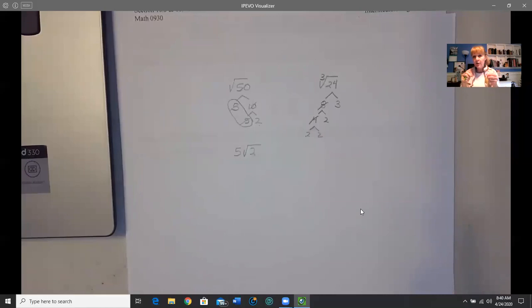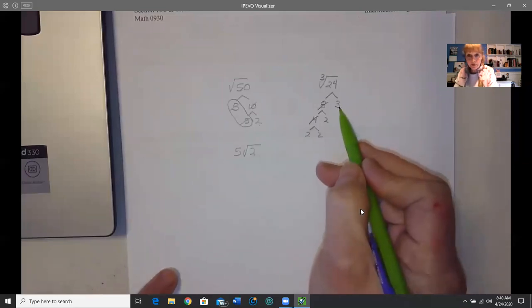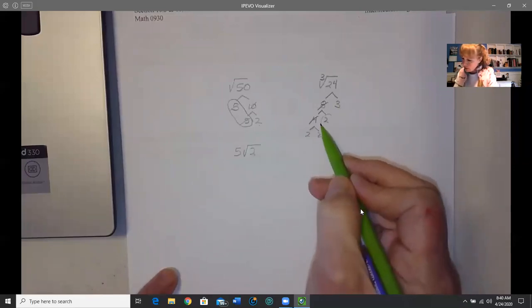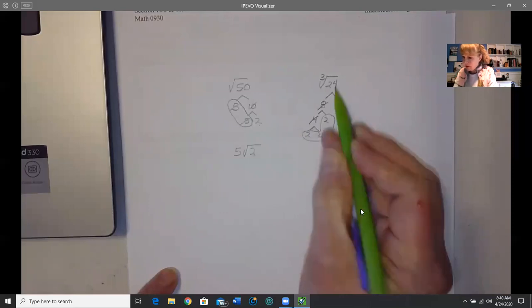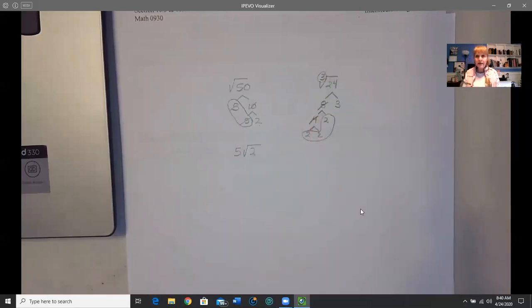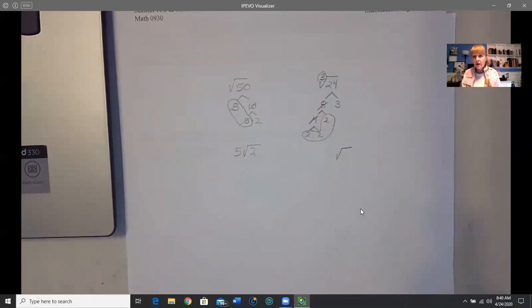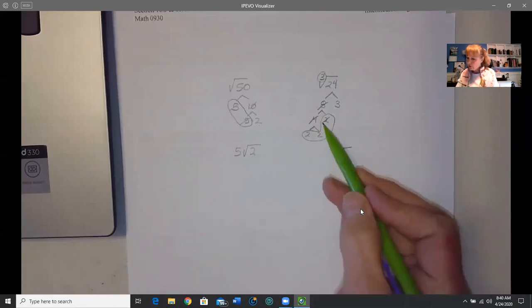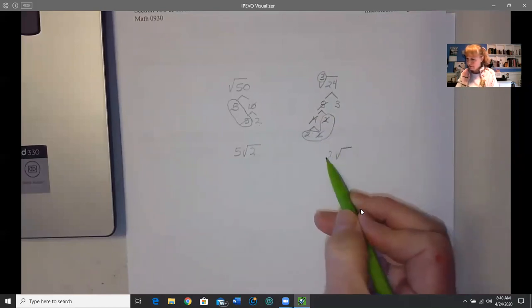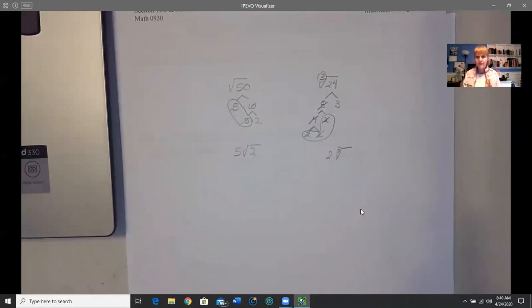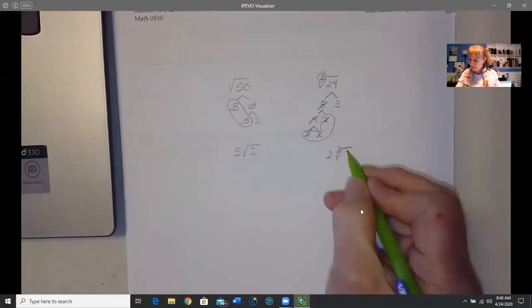If you'll notice here, we've got 3 2s, and we only have 1 of the 3s. These 3 2s, because I wanted 3 of them, that was my index, that's my gatekeeper, I want 3 of something in order to pull it out. So I've got these 3 2s, so I'm going to write my radical. The 2s are going to come outside of my cube root, but the 3 stays inside because I only have 1 of them.